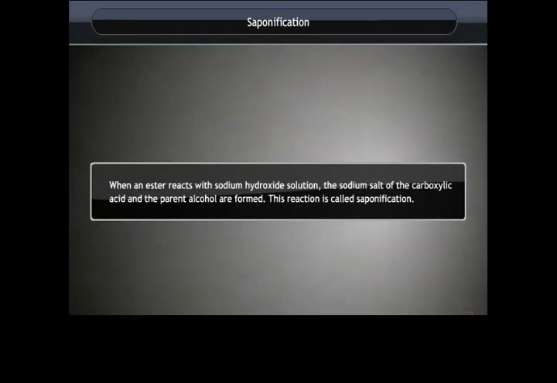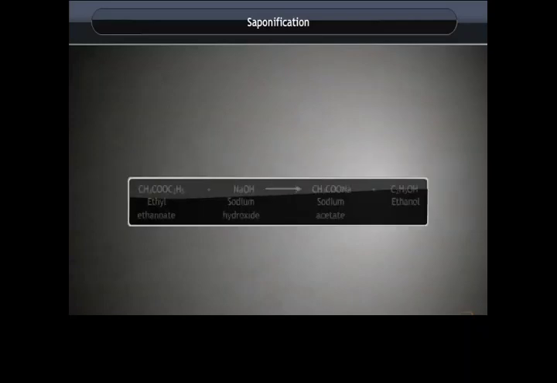Saponification. When an ester reacts with sodium hydroxide solution, the sodium salt of the carboxylic acid and the parent alcohol are formed. This reaction is called saponification. For example, ethyl ethanoate reacts with sodium hydroxide to form sodium acetate and ethanol.